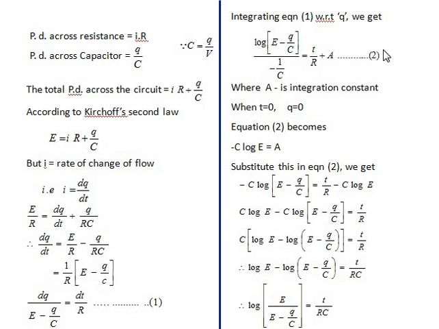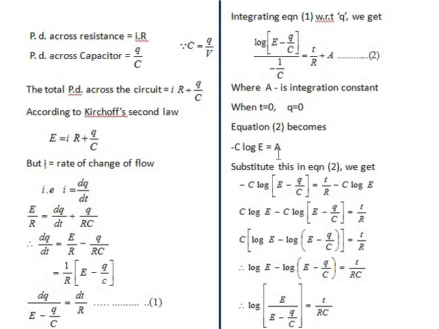So therefore equation 2 reduces to minus C log E is equal to A, because q is equal to 0. So this term becomes 0. Okay, so t becomes equal to 0, this term becomes equal to 0. Therefore this minus 1 by C comes to the numerator: minus C log E is equal to A. Substitute this in equation 2. So therefore minus C log of E minus q by C is equal to t by R minus C log E.